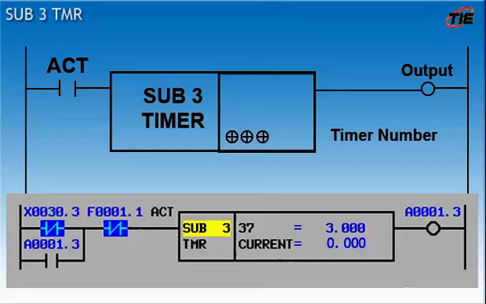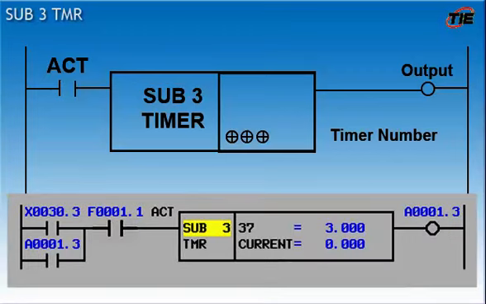Now, the output coil shown here will turn on when the timer has reached the value set in the previous screen. It will stay on as long as the action command remains active. If this contact goes low for even one scan of the ladder, the timer output will turn off and the process will start all over again.